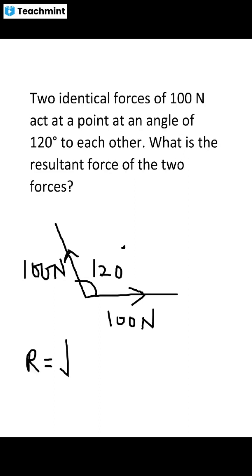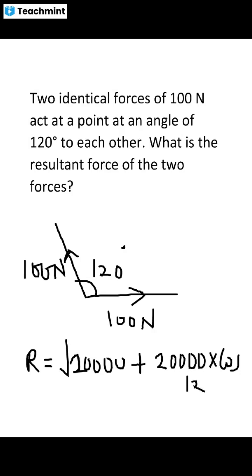R equals the square root of A squared, that is 100 squared, that is 10,000, plus 100 squared, that is another 10,000, that is 20,000. Then 2 times 100 times 100. 100 times 100 is 10,000, then times 2, that's also 20,000. Then multiply by cosine of 120 degrees.